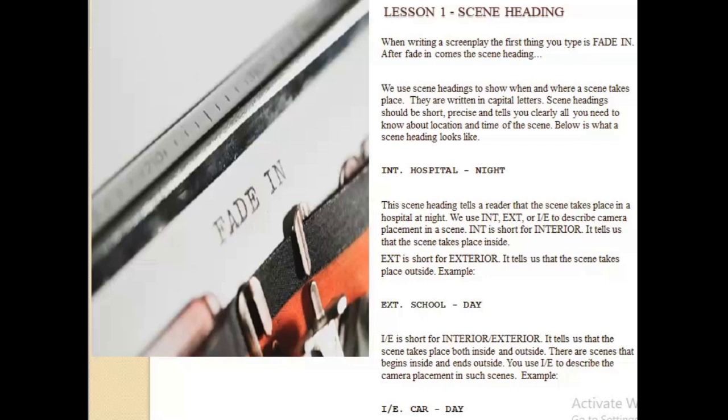Example, EXT. SCHOOL - DAY. I/E is short for interior/exterior. It tells us that the scene takes place both inside and outside. There are scenes that begin inside and end outside. You use I/E to describe the camera placement in such scenes. Example, I/E. CAR - DAY.